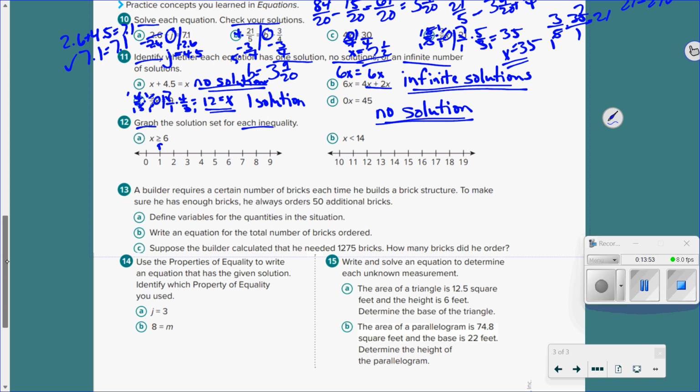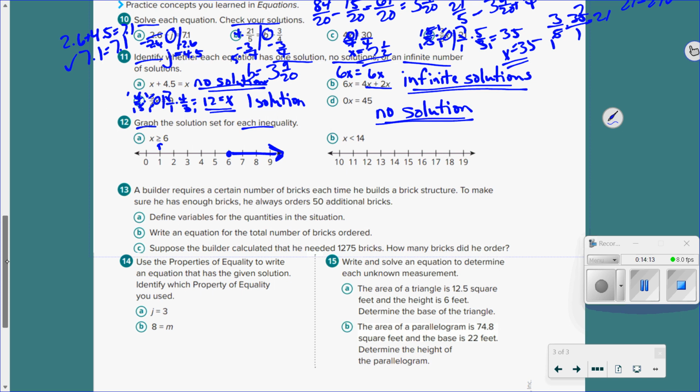Okay? That's less than 14. Less than means it's an open circle, and it's not included in. Again, pick a number. Is 12 less than 14? Yes. So that means I'm going this direction. So I color that in. Do not forget to color your arrows. So we're going to have the importance of the circle and the arrows, because those are going to be major pieces of this problem.